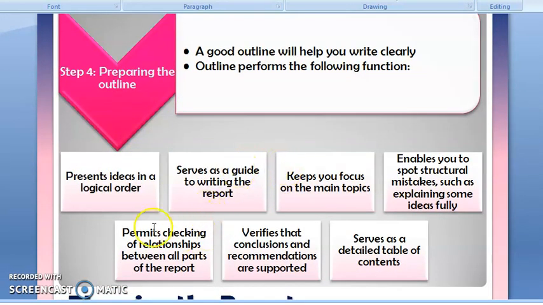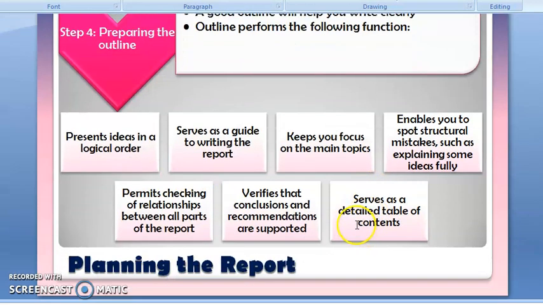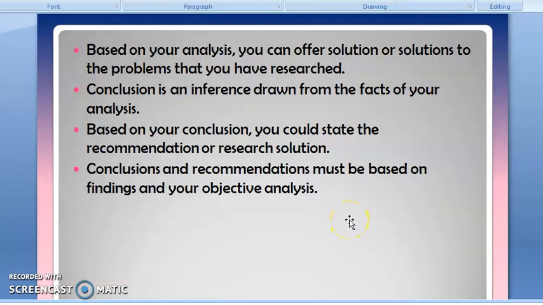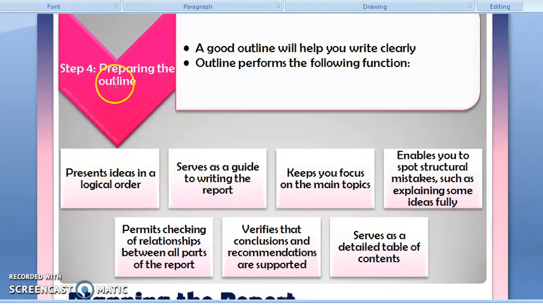Bila kata preparing the outline, okay, inilah dia yang you kena tengok. Okay, right? We'll be discussing this later. And yes, based on the analysis, you can offer solution. Alright? Based on the conclusion, you can state the recommendation. So basically, bila kita tengok balik, you kena pastikan all this should be revised again and again. Right? Setakat ni dulu, this is exactly a brief explanation on report writing.